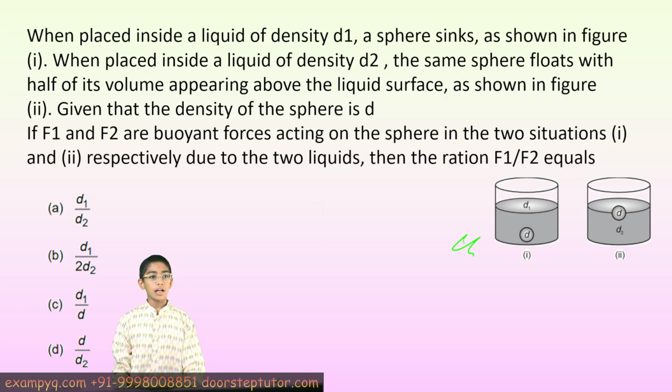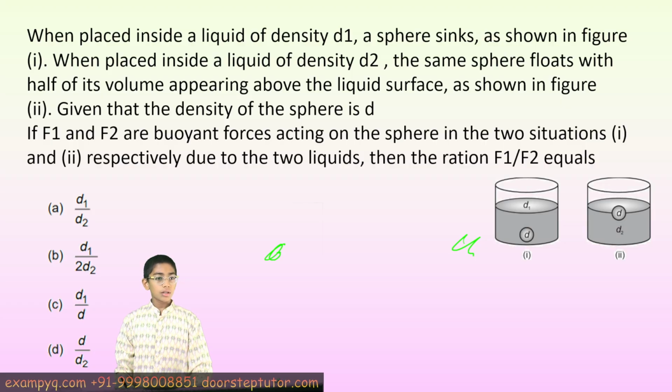When placed inside a liquid of density d2, the same sphere floats with half of its volume appearing above the liquid surface, as shown in figure 2. Given that the density of the sphere is d, if F1 and F2 are the buoyant forces acting on the sphere in the two situations 1 and 2 respectively, due to the two liquids, the ratio F1 upon F2 is equal to what? We are asked the ratio of F1 and F2.